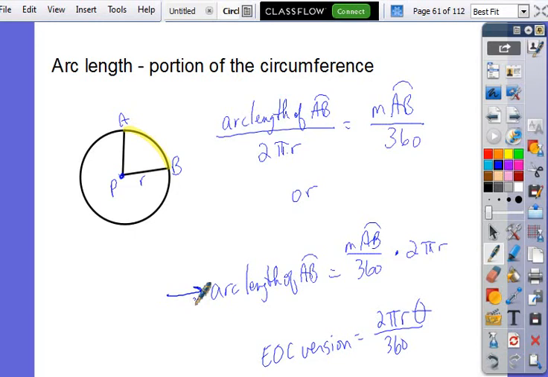You do the degree over 360 times 2 pi r. This is the portion of the circle in degrees times the distance of the whole circle. All right. The EOC version is going to look like this, which is the same thing as what I've got right above it. Remember, what does theta mean?